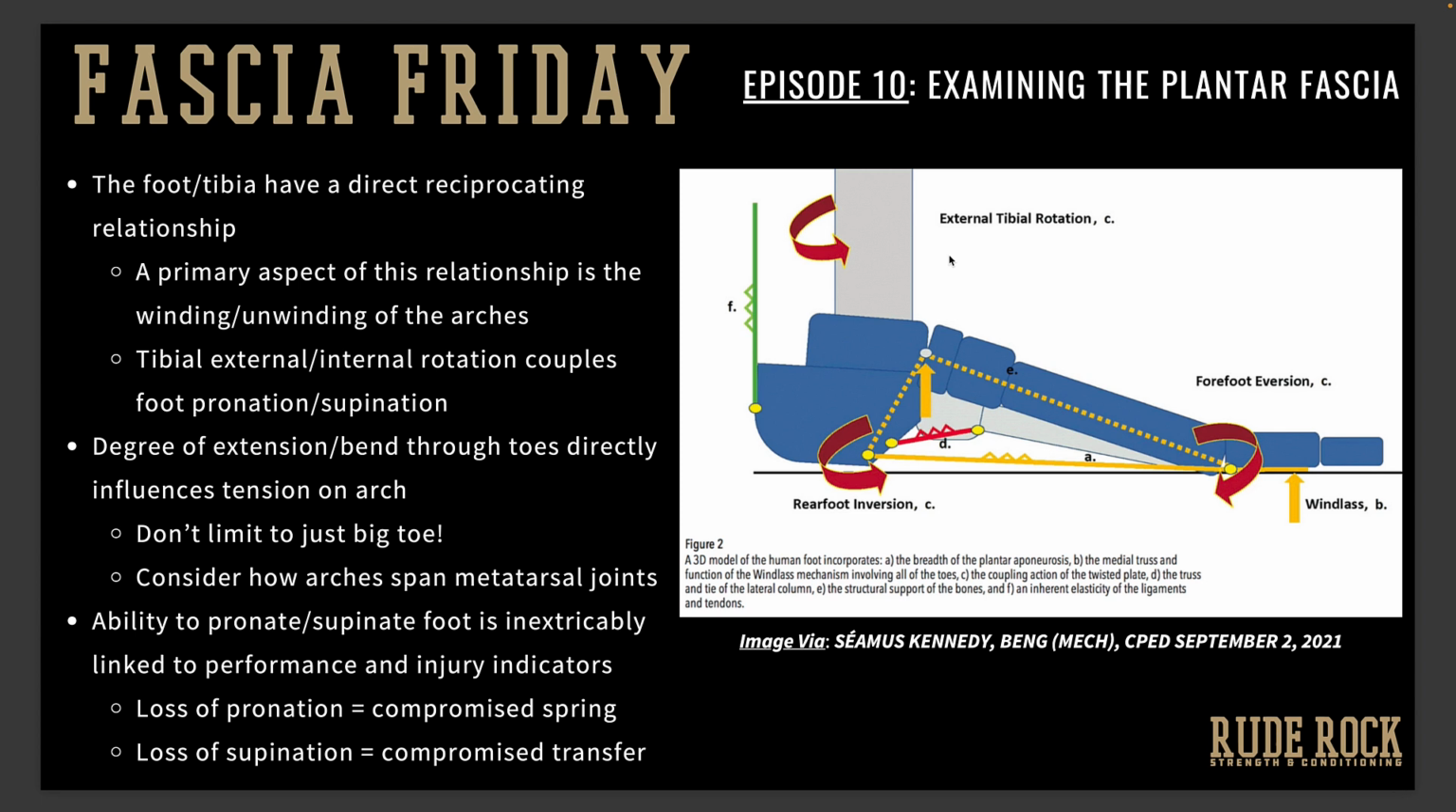Whenever we have tibial external rotation, we're going to see corresponding forefoot eversion, or that pinky toe coming up and away from the midline, while we also have rear foot inversion, so the heel ducking down and in underneath the ankle. The opposite would be true for tibial internal rotation. We would see forefoot inversion, and then corresponding rear foot eversion.